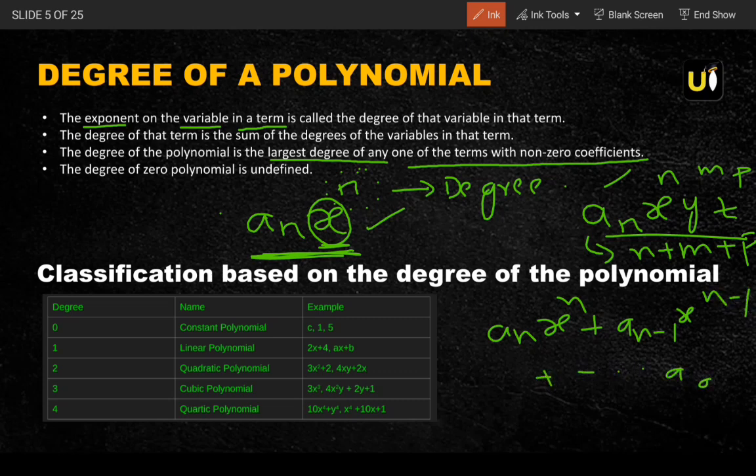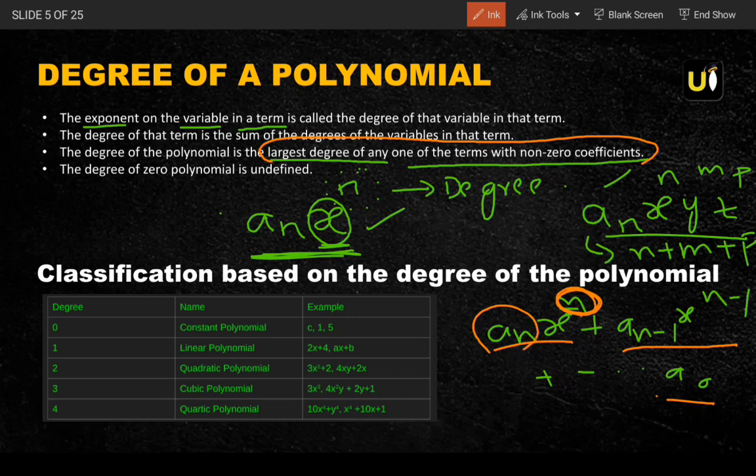The degree is the exponent which is the highest one. That means the largest degree of any one term. Here we have a n x power n as a term, a n minus 1 x power n minus 1 as a term, and so on up to a naught. These are the different terms in this polynomial. So the degree is the highest degree of a polynomial with non-zero coefficient. Here a n must be non-zero. That means it can be any value apart from 0. Then it is termed to be the degree.